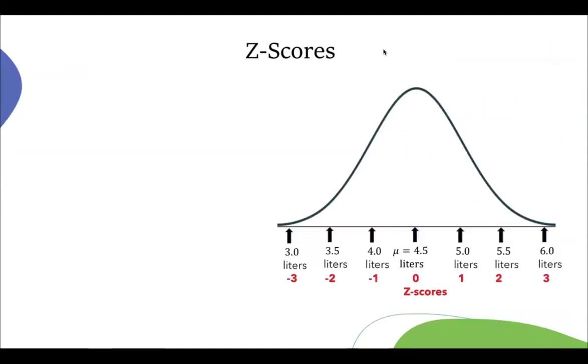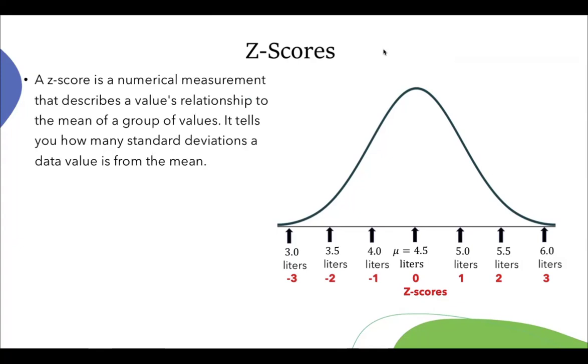Let's now talk about what a z-score is. A z-score is a numerical measurement that describes a value's relationship to the mean of a group of values. So it's a value's relationship to the mean. It tells you how many standard deviations a data value is from the mean.